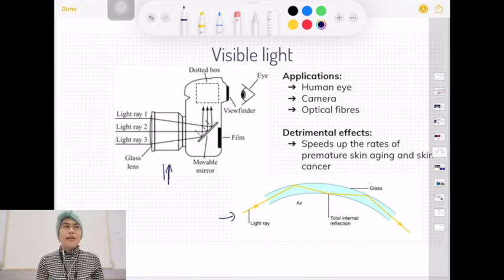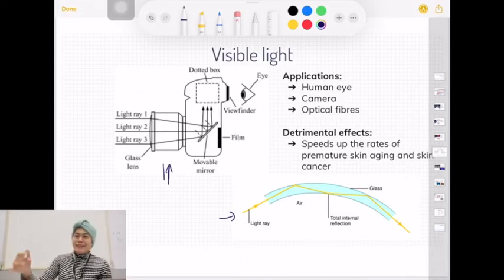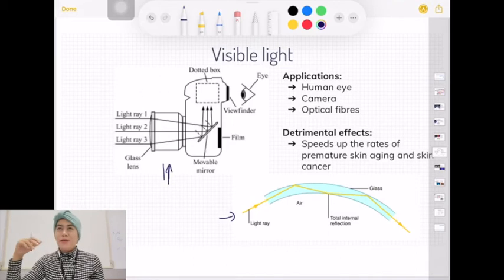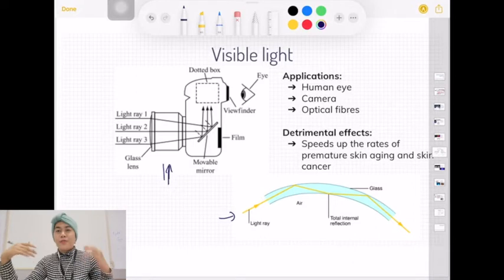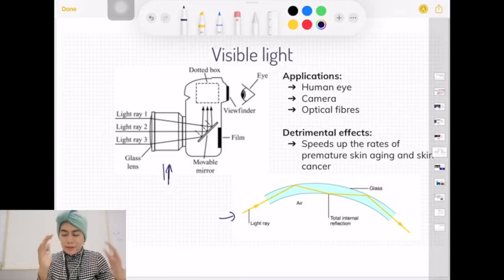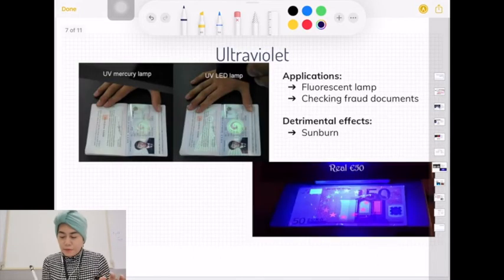So the thing is, if you expose yourself to too much light, its effect is that it will speed up the rate of your premature skin aging, meaning that you get older. Your skin will get older pretty quickly, will start to dry and start to become old. Okay, and if you are exposed to too much light as well, then in the end there's a possibility for you to get skin cancer. So that's why at night when you sleep, you should turn off the lights, to reduce the amount of light that you receive daily. Okay, so that's it for visible light.